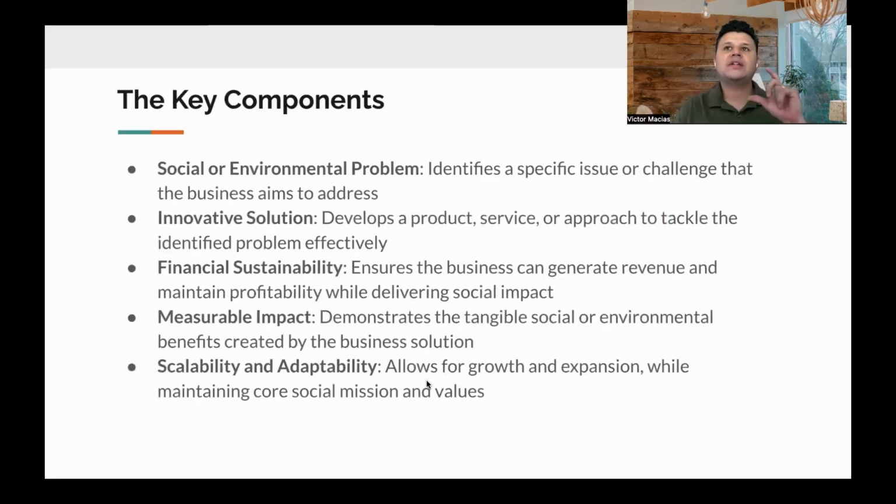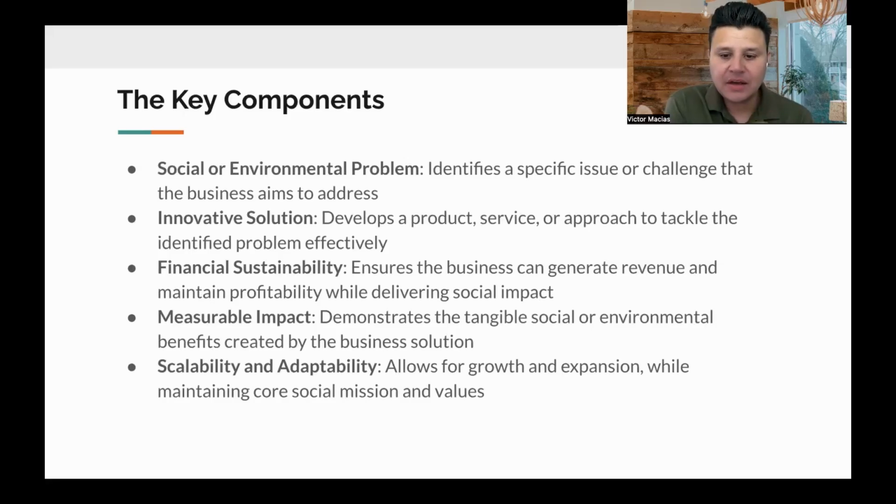And what are the key components of a social enterprise? Well, for one, you are trying to solve a social or an environmental problem, like we talked about. It's also an innovative solution. Is somebody else already doing something similar? Do you have a unique approach that you can take that will solve that problem in a unique way? Is it financially sustainable? So is it actually a business model that can scale? Is it something that can be replicated and can grow effectively?